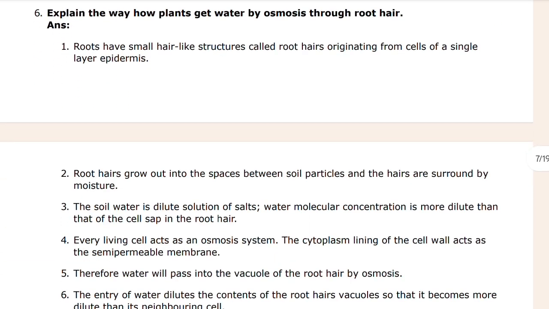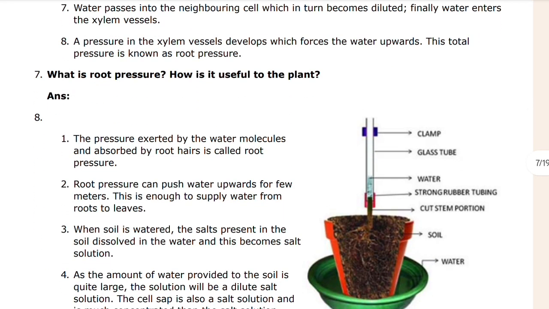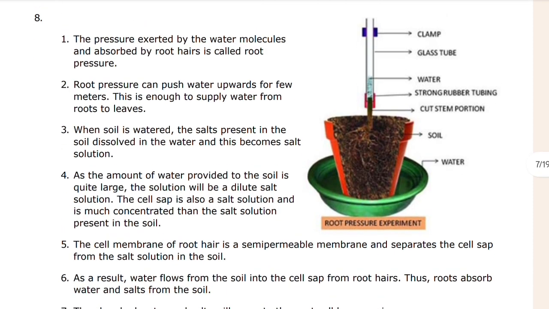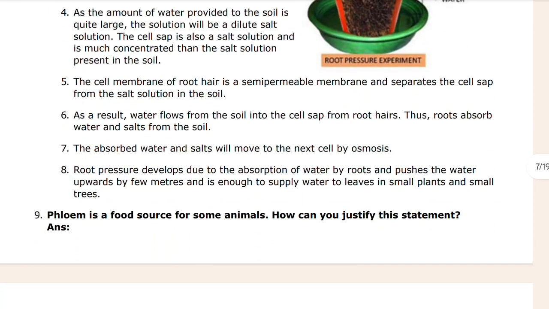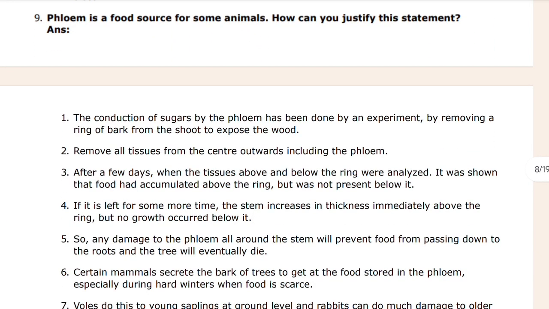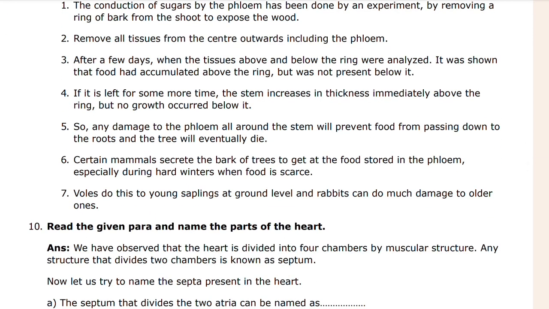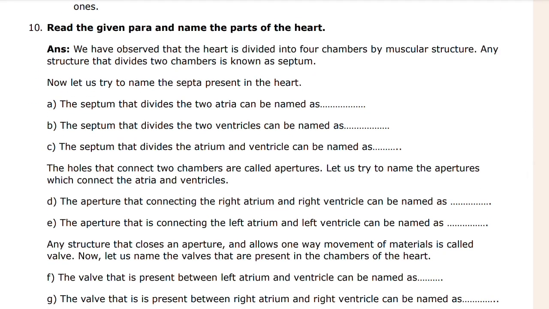Then explain the way how a plant gets water by osmosis through the root hair. Then what is root pressure, and how is it useful to the plant? Here you can get the image also. All right. So these are the 4 mark questions. Read the para and name the parts of the heart.